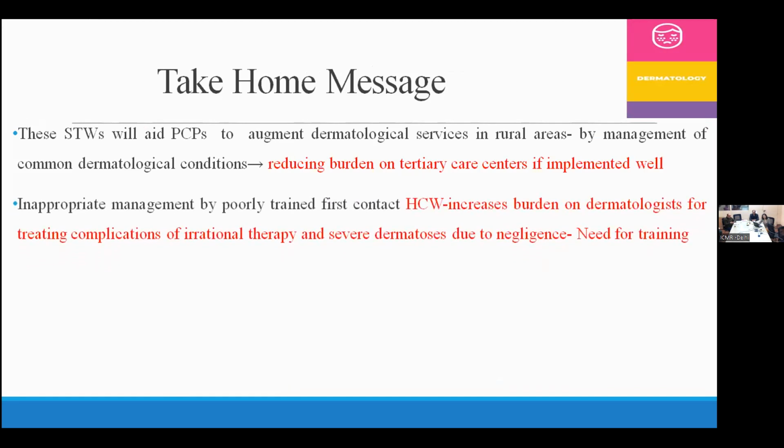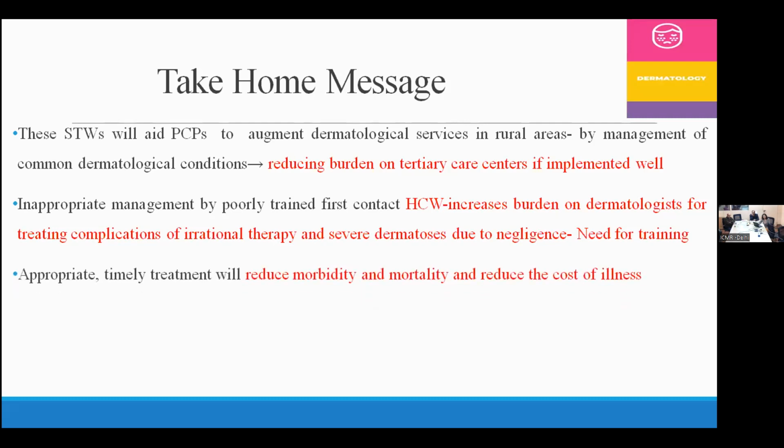And this will require a lot of training of all physicians, because for them to be able to use these STWs, inappropriate management by poorly trained first contact healthcare workers is increasing the burden on all specialists. So we are talking about dermatologists treating complications caused by irrational therapy and severe dermatosis due to negligence. So there is an urgent need for training.